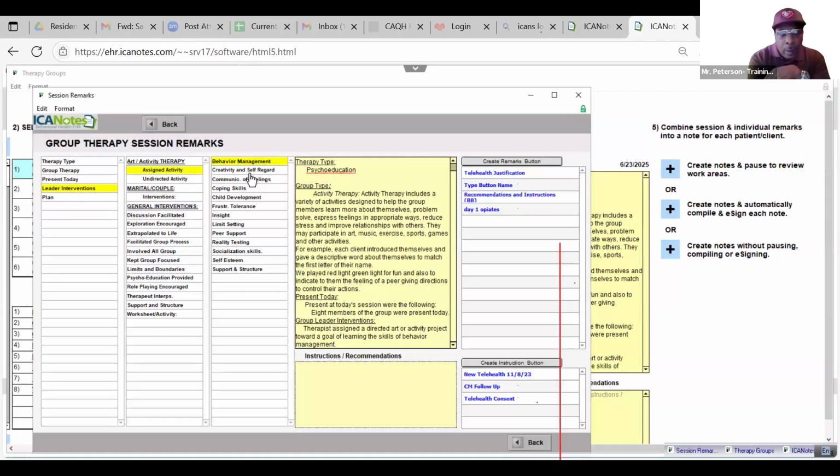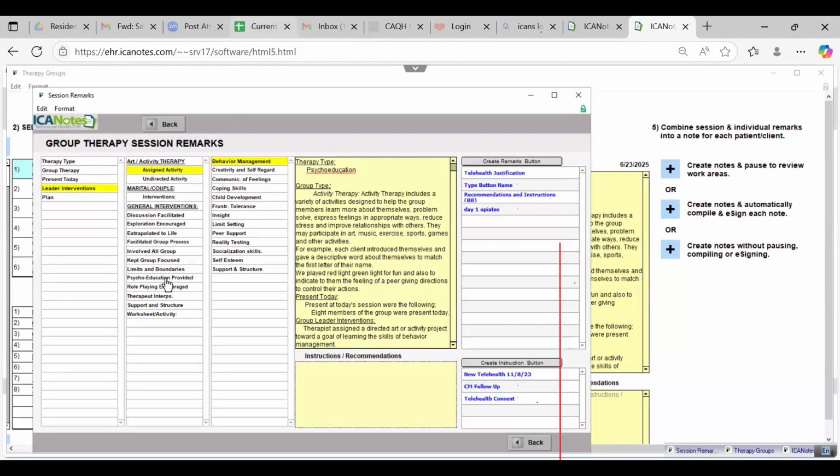When it says yes, if you notice in the yellow, that group leader activity intervention comes up: therapist assigned and directed art or activity project toward a goal of learning the skills of behavior management. So you kind of see how it puts everything together. Right here, we just see different phrases and ideas, and it translates it into a sentence and a description of what happened. Now, under the group leader intervention, you might want to put group therapist assigned. That's straightforward. You don't really need a for example on that one.